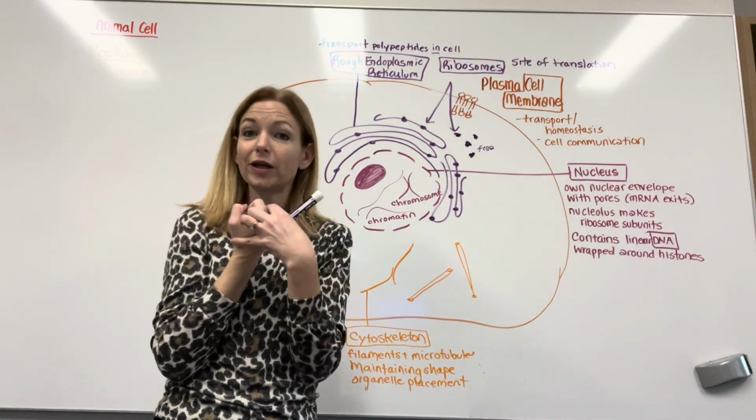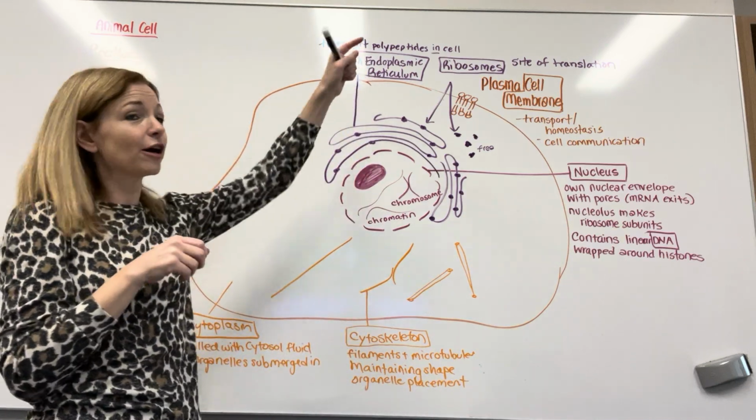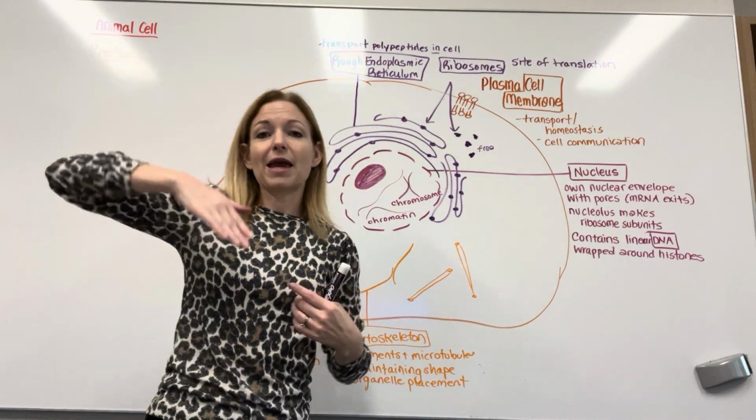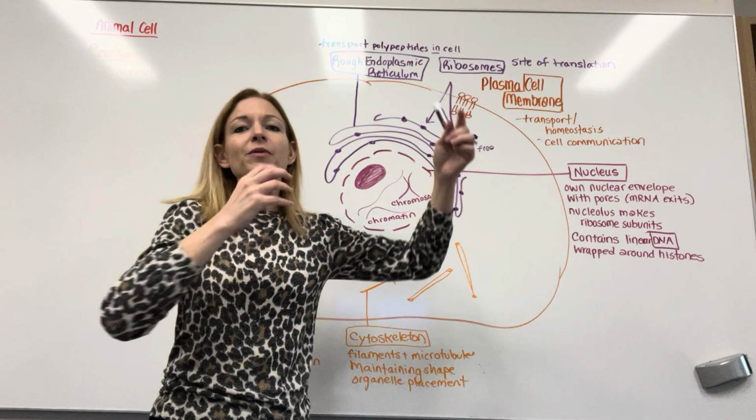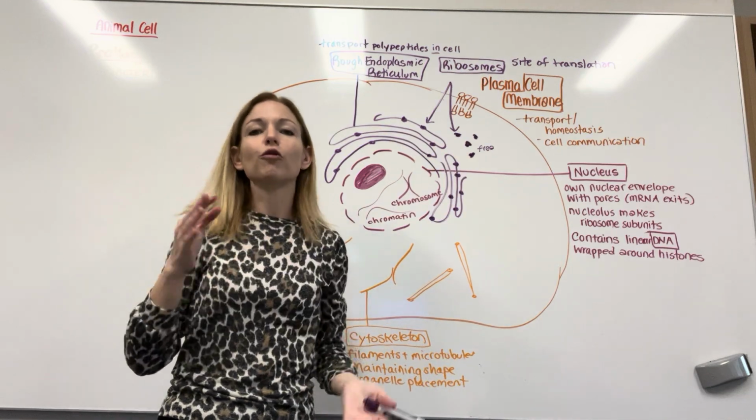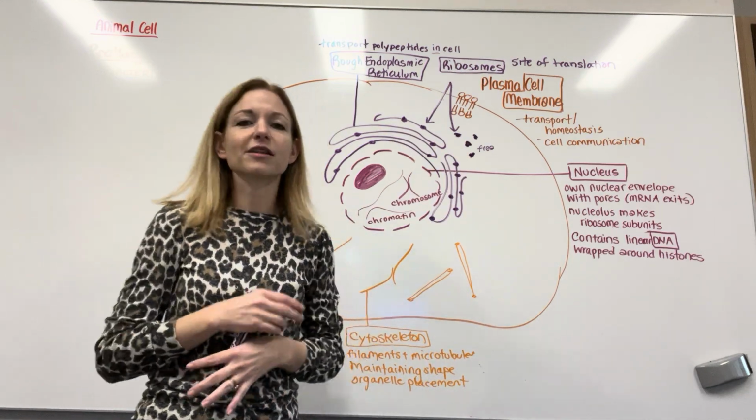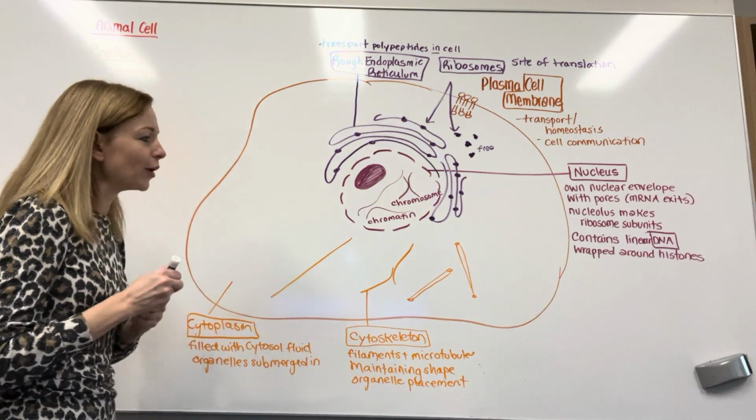Sometimes some of the folding of the polypeptide actually happens there. So the polypeptide will be made right on the ribosome, and then it will start to fold and so forth inside the ER. So that's another interesting point.